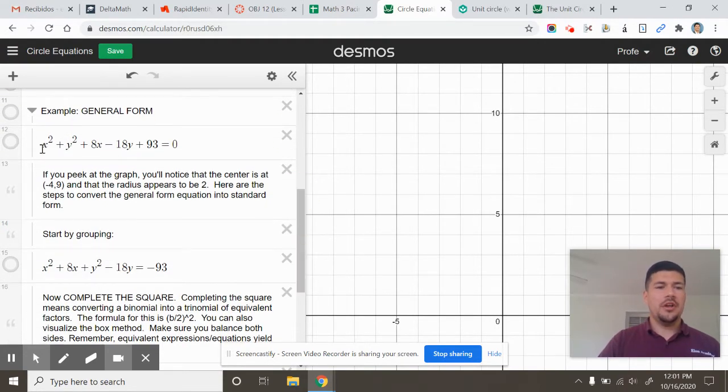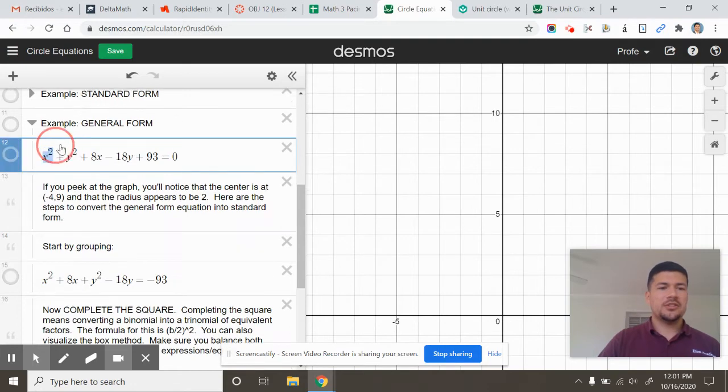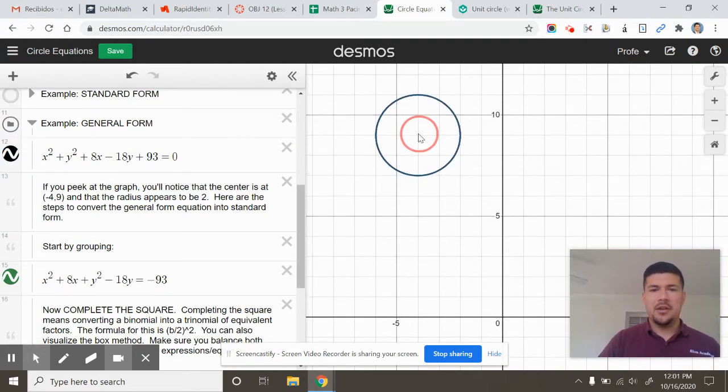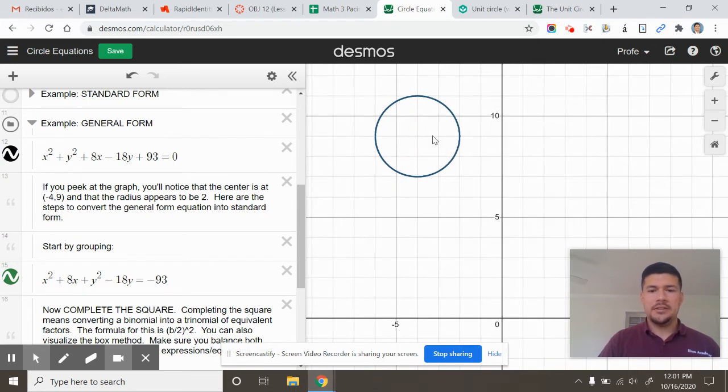What if you're given an equation that looks like this? x² + y² + 8x − 18y + 93 = 0. Now, this is still a circle. It's just that your individual components are not in factored form. It looks a little bit different, but it's still a circle. Check it out. It appears to be a circle that has a center at (−4, 9) and has a radius of 2.